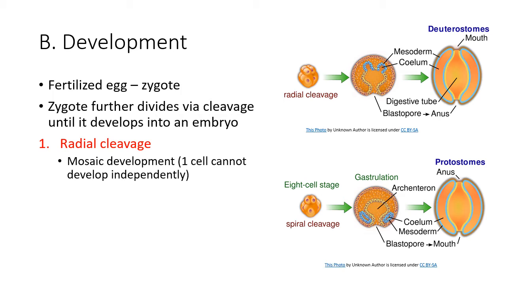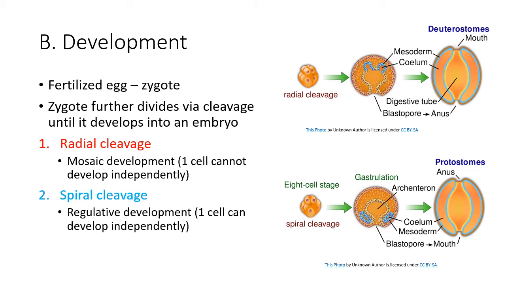So the first steps of cell division are called cleavage, and there are two different types. You can have radial cleavage, which has a mosaic of development, which means that each individual cell has already specialized at least a little bit. And so when you remove that cell, it can't develop independently to an organism. And then you can see radial cleavage also forms the cleavage furrows in line with others.